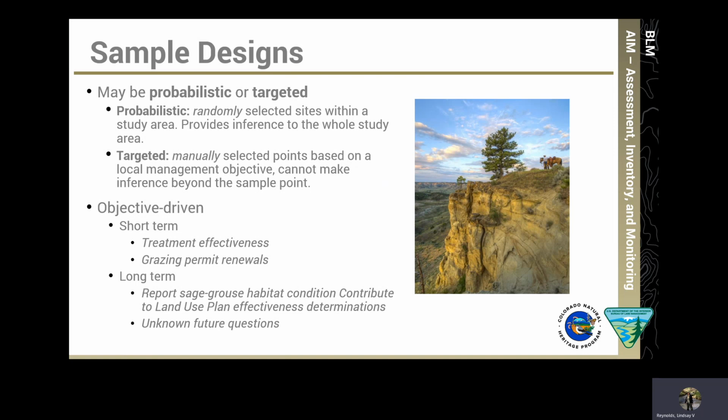All sample designs must be objective-driven. They can have short-term objectives, such as evaluating treatment effectiveness or grazing permit renewals, or they can be more long-term, such as to report sage-grouse habitat conditions to contribute to land use plan effectiveness determinations, or on a landscape scale to address future questions that may at this time be unknown, but having data at landscape scale can help address landscape scale questions.